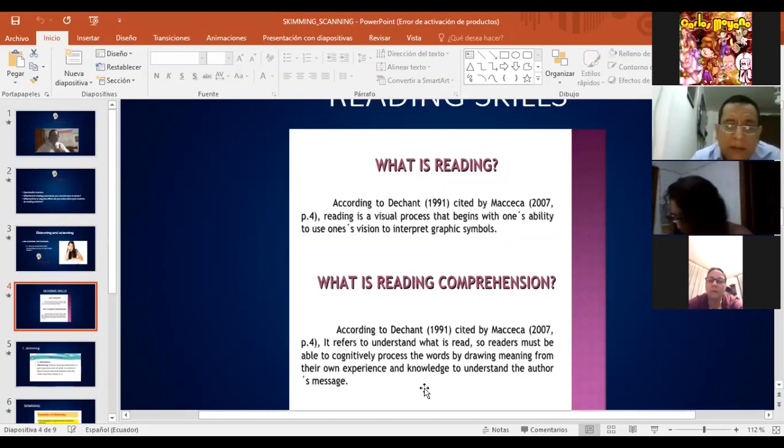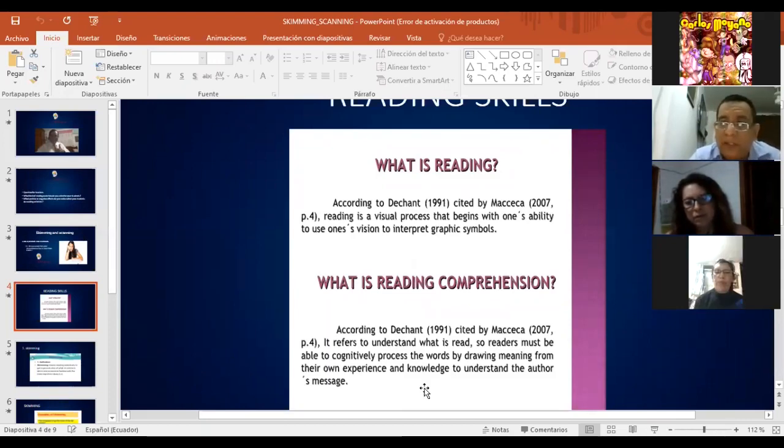What is reading comprehension? Reading comprehension is not simple reading, and you know that, okay? Several authors refer to it as understanding what is read. So readers must be able to cognitively process the words by drawing meaning from their own experience and knowledge to understand the author's message. Wow, I really appreciate this quote. That's why I'm presenting it now, because reading comprehension is not only understanding what is contained, it is more than that. It is the message, the semantics, the detailed information that you are required to understand, okay? So it's very important that reading skills are prominently used in real life.